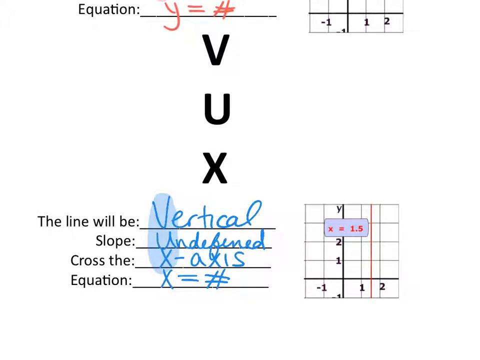Sorry, I wrote in cursive. And then just to draw this in again, I don't think the line showed up that well. The equation x equals 1.5 here is this vertical line in between 1 and 2, because that's where x is equal to 1.5 at every point. Right?